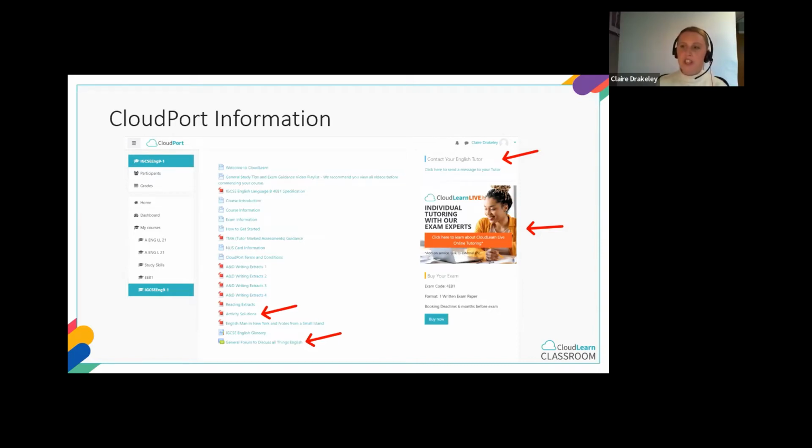If you have a question, you can contact your English tutor or you can write it in the forum, and it's a really good place for people to answer each other's questions, give advice if you've passed a bit and you found it easy, give some advice to somebody who hasn't. It's not very active at the minute on that forum, but we're hoping it will be.